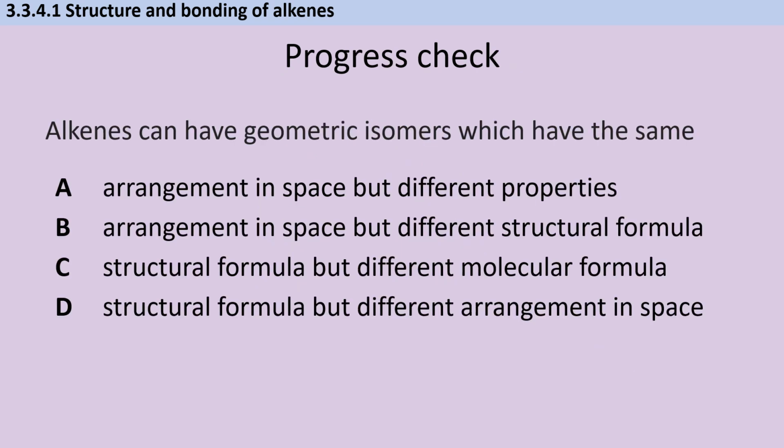Alkenes can have geometric isomers, but what is the same about those geometric isomers? The correct answer is that they have the same structural formula, but different arrangement in space.